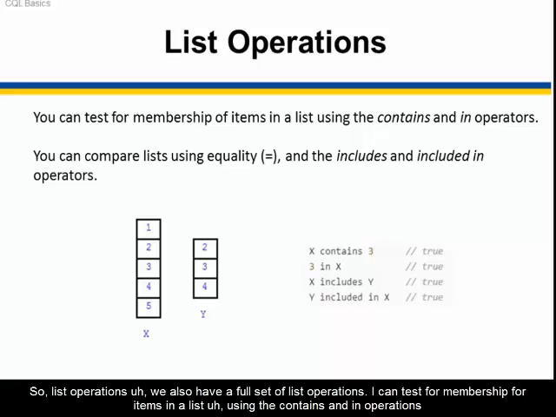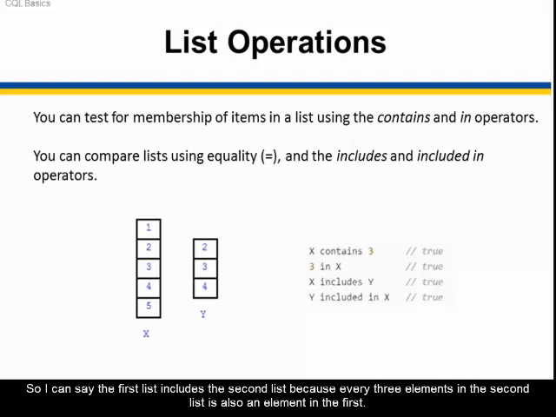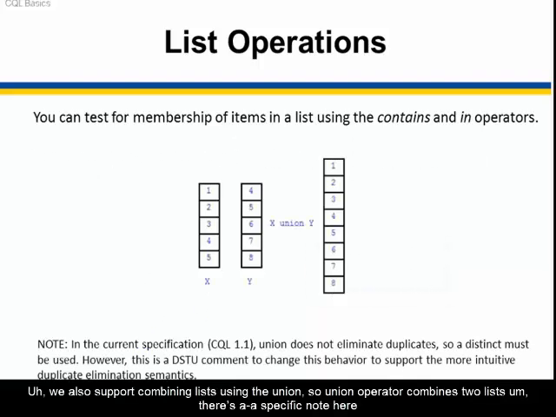So list operations, we also have a full set of list operations. I can test for membership for items in a list using the contains and in operations. And I can compare lists using equality and the includes and included in operators. So I can say the first list includes the second list because every element in the second list is also an element in the first.